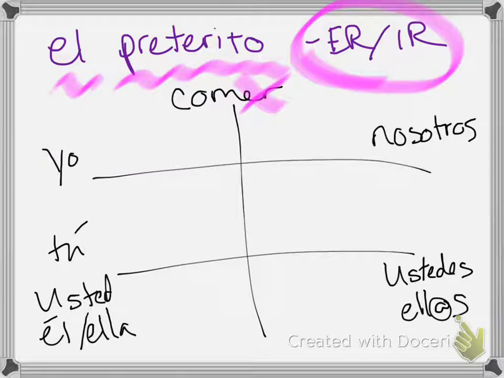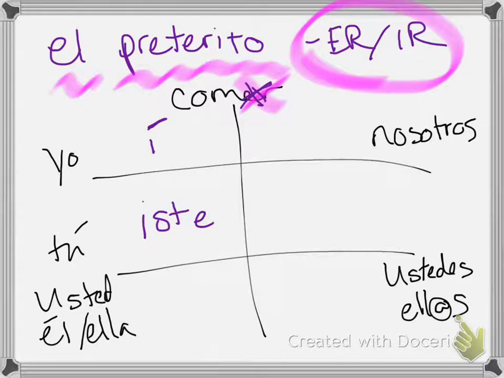If I want to say I ate, I would take off that ER, and then I'm going to put on my new ending, which is an I with a tilde. So it's comí, comí. If I want to say you ate, I would take off that ER, and then I would find my tú ending, which is iste, comiste. Okay, comiste. What did you eat?